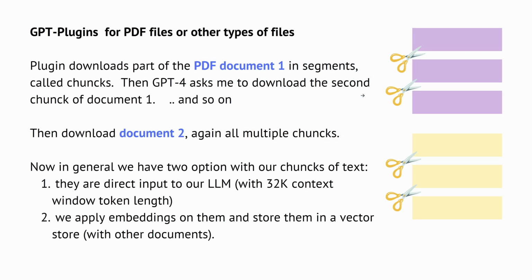So, let's say we have a PDF file, and you have a lot of plugins in the plugin store from OpenAI. You have plugins called Talk to a PDF, or Chat with a PDF, or Read a PDF, or Interact with your PDF, or whatever you have. What they have in common, if you have huge PDF documents, is that they cut those documents into particular segments, which are called chunks.